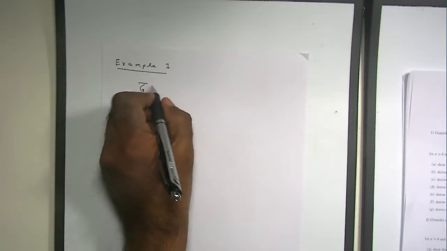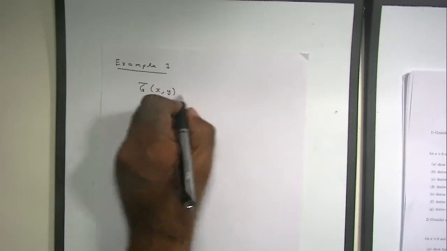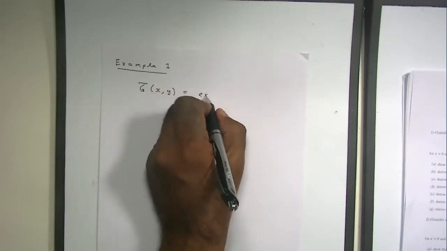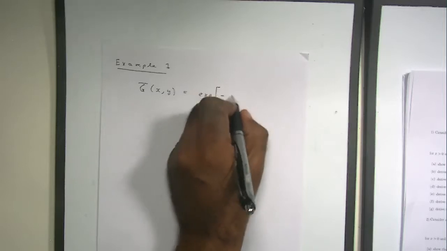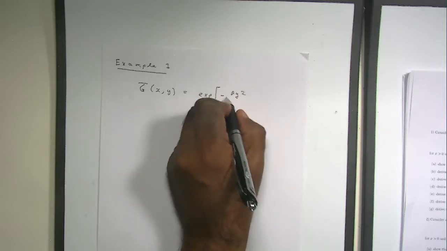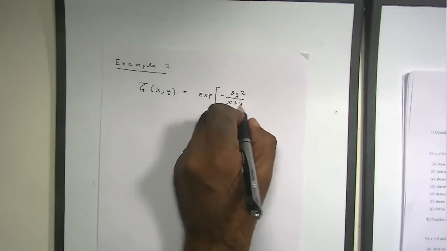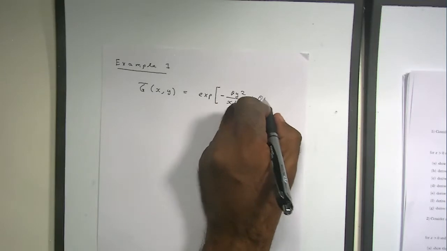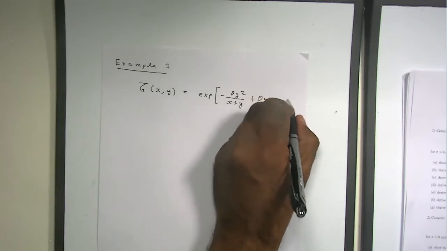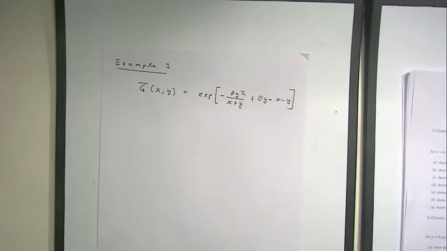Example 1. Okay, so we have G bar equal to exponential of... Okay, this is our G bar. Now the first thing, we talked about 5 different representations. Which one does this fall under?